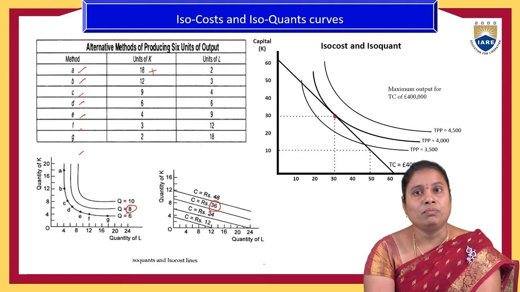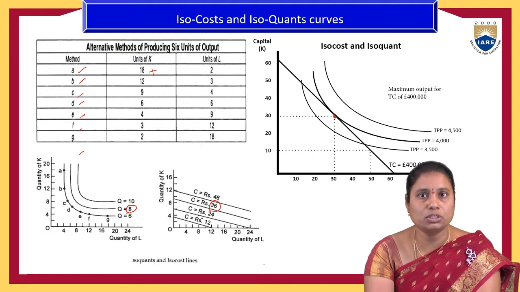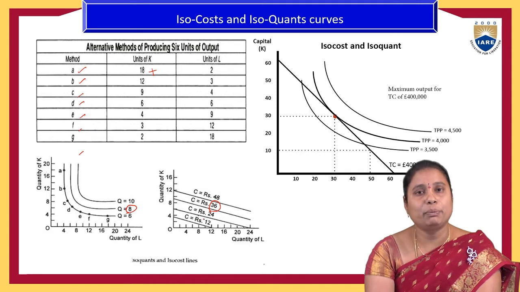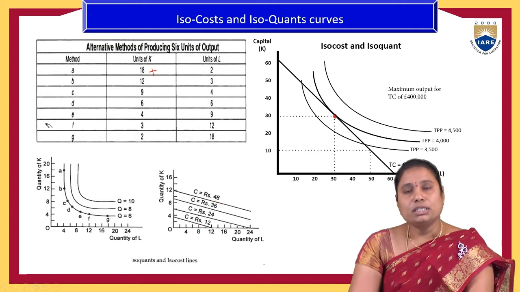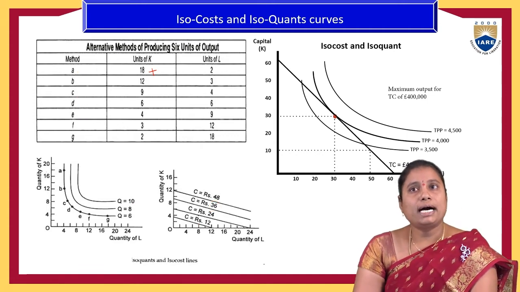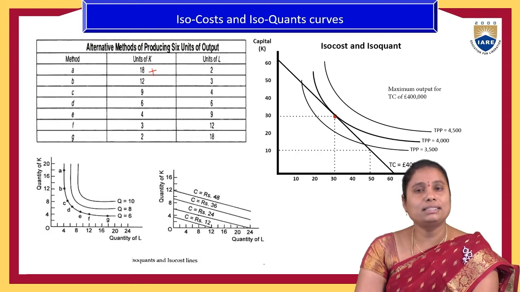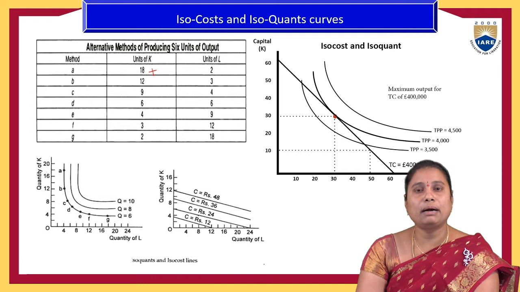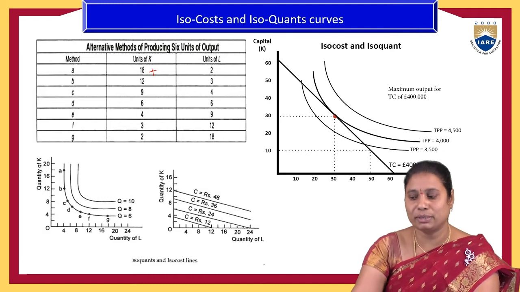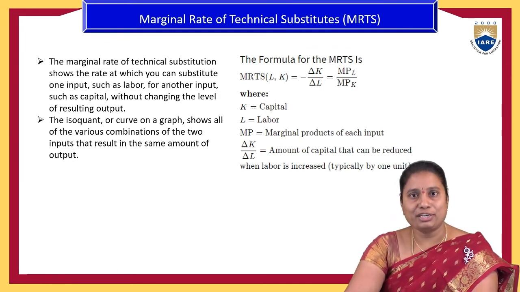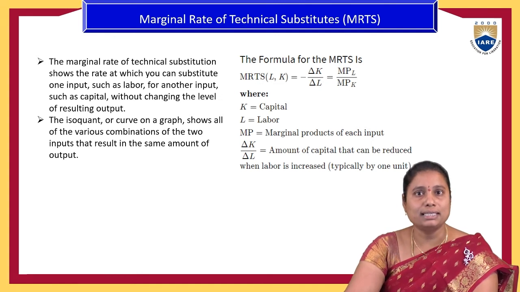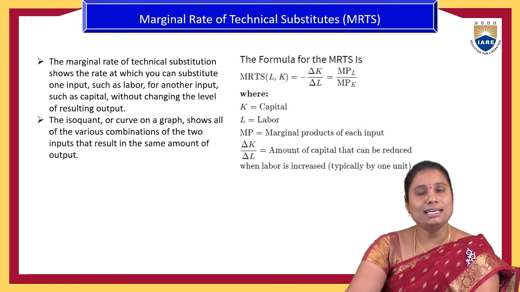At the same time, every producer can plot the isoquant and isocost combinations, because not only the quantity but also the cost is an important element in estimating profits. So that is the importance of the isocost and isoquant curves for the producer in getting maximum profits. The next basic important factor considered by the producer is the marginal rate of technical substitution.